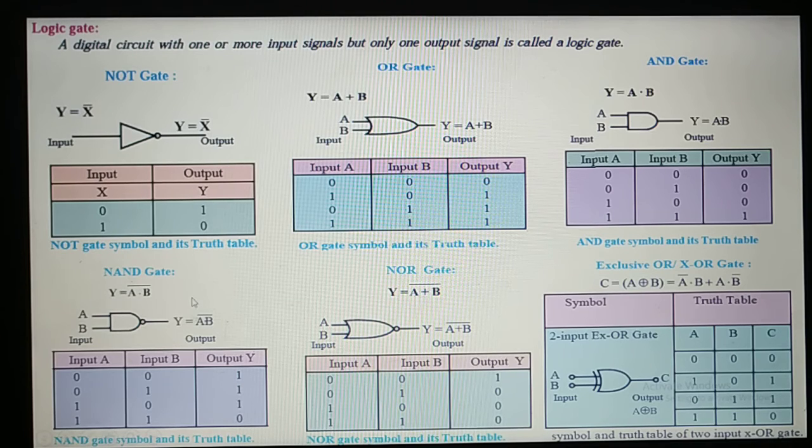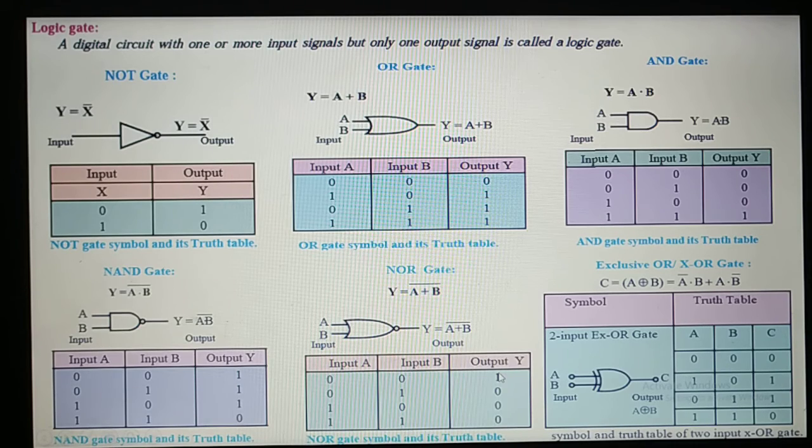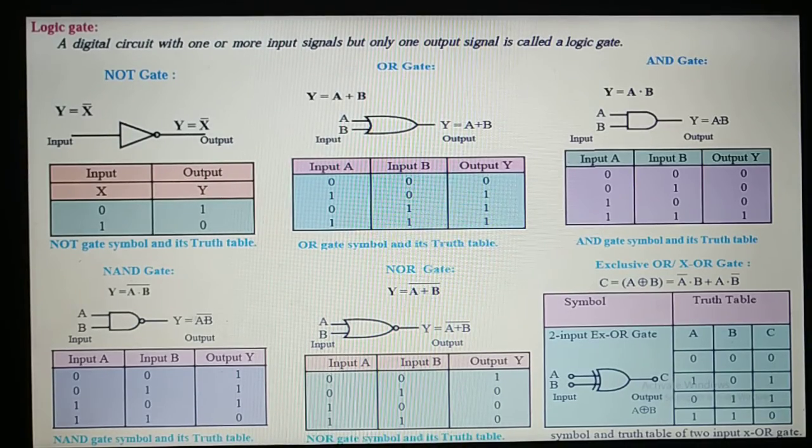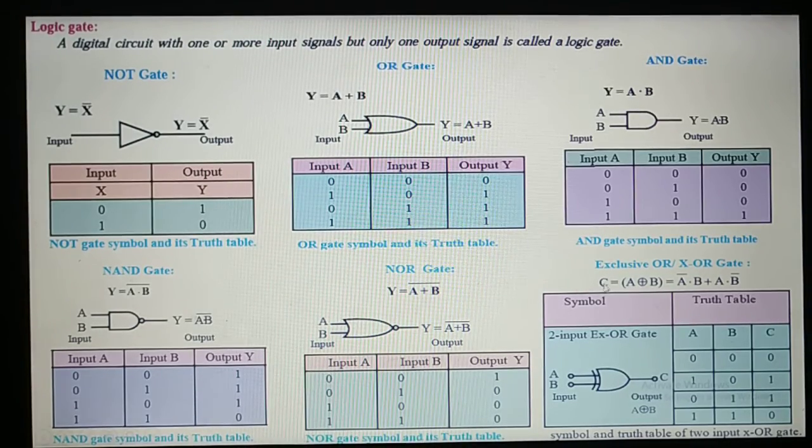And the NAND gate is nothing but the simple negation of the AND gate. Whatever output you get in the AND gate, it will be inverted and that is the output. The NOR gate is the inversion of the OR gate. Whatever output you get in the OR gate will be inverted, and that will become your NOR gate. And I'll again make one more video on the exclusive OR gate, or XOR gate.